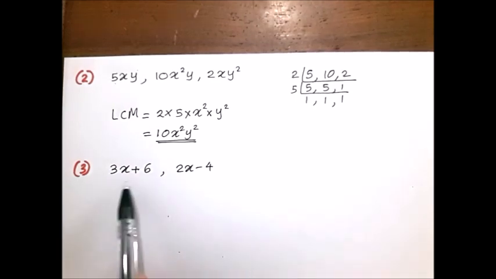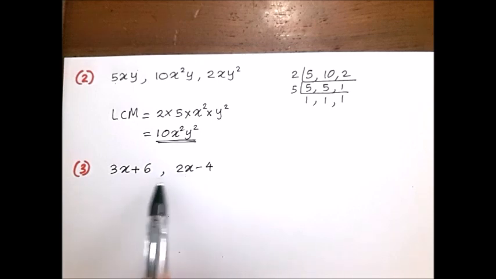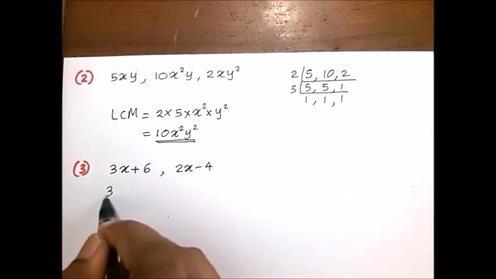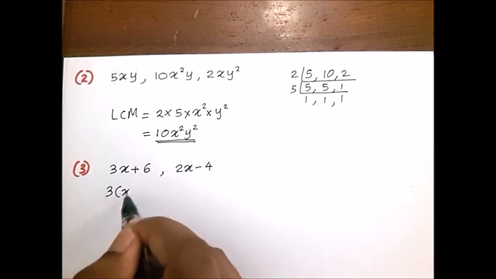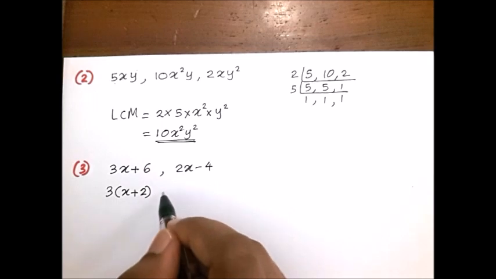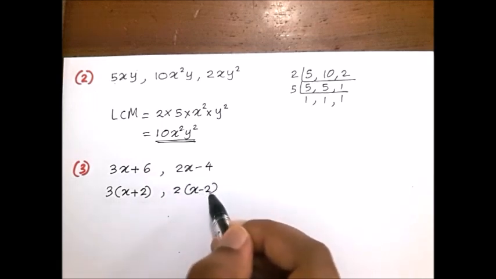Look at the third example. Here this is a binomial expression. This one is also a binomial expression. First you have to factorize these binomial expressions. What is common here? It is 3. Take it out. Within the bracket it remains x plus 2. Here 2 is common. Within the brackets x minus 2.